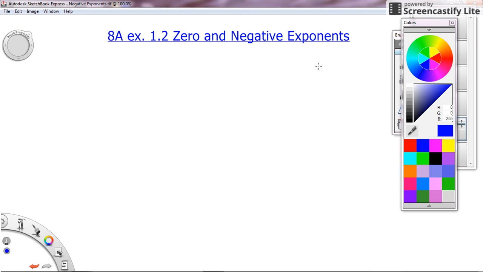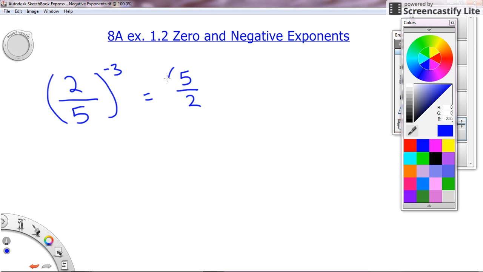Let's try some more. Let's do 2/5 raised to the negative third power. So again, I'm going to take the reciprocal of the base. The base here is 2/5. I'll take the reciprocal of 2/5, which is going to be, just flip it, 5/2. And then I'm going to take that and raise that to the positive third power. So the negative sign in the exponent is a way of saying reciprocal.